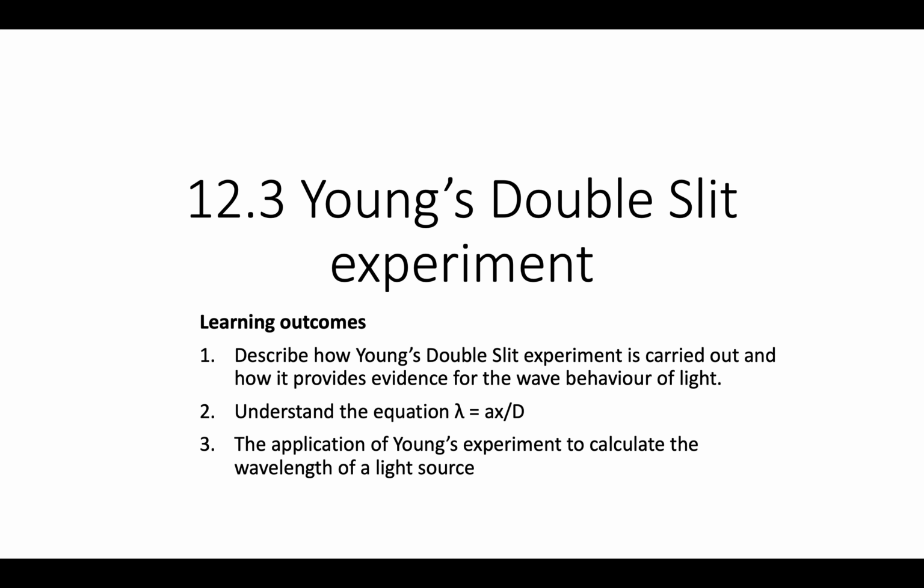Hello. Right, in this lesson we're going to look at Young's double slit experiment, and what we're going to learn about is how Thomas Young carried out his double slit experiment and what it tells us about the behaviour of light. There's an equation to understand, and then we're going to apply all that to see how you can use this to calculate the wavelength of a light source.